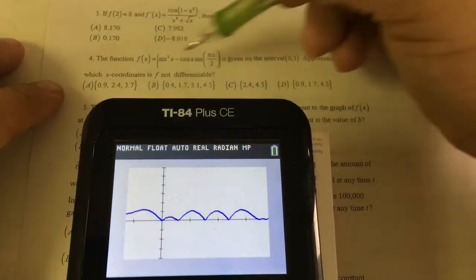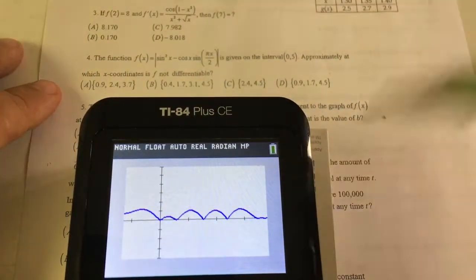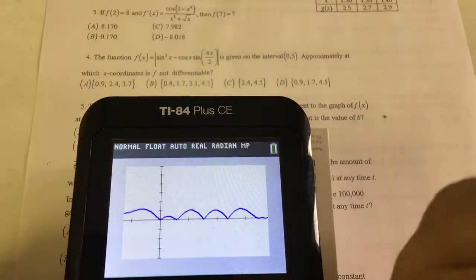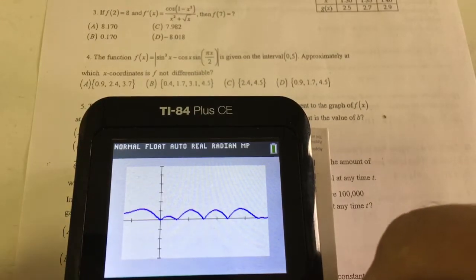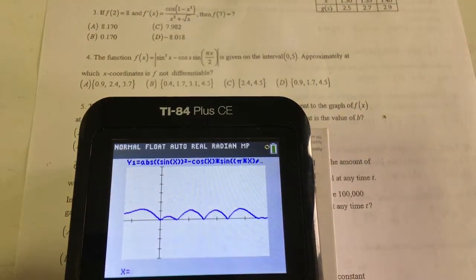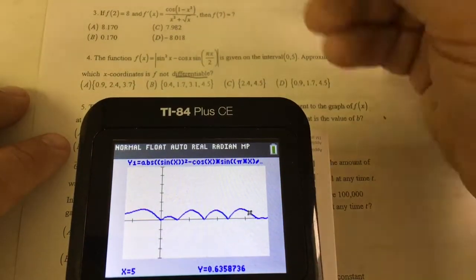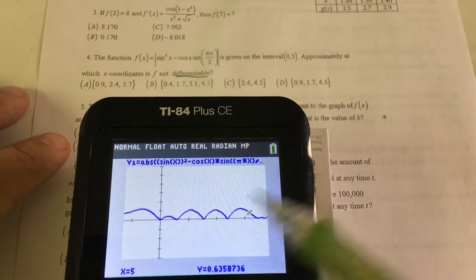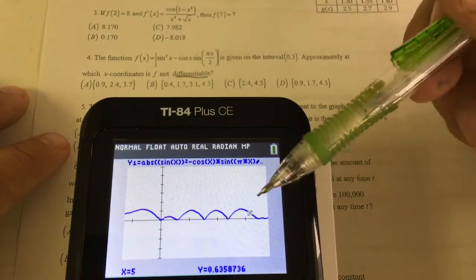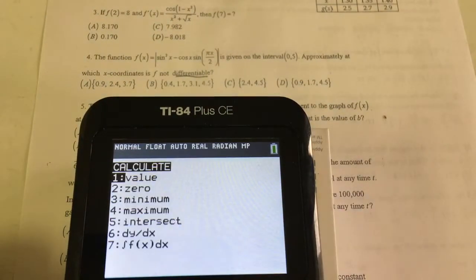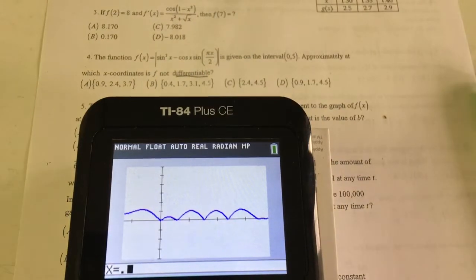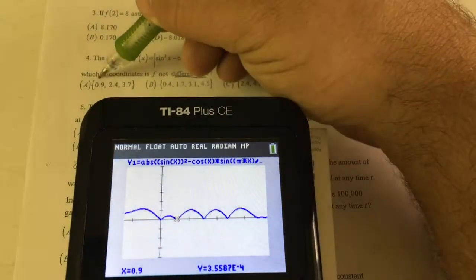So this one is obviously calculator active from 0 to 5, so I don't know where 5 is on this. Let me do an evaluate. Second calc, value at 5. So 5 is way over here, and I'm looking for where this is not differentiable. Where it's not differentiable is where these little cusps are. And I have choices, so I'm going to enter those choices in. I'm already in value mode. I'm going to hit second calc, go to value, and type in 0.9 and see if that lands me on a cusp. And it does. So 0.9 is not differentiable.